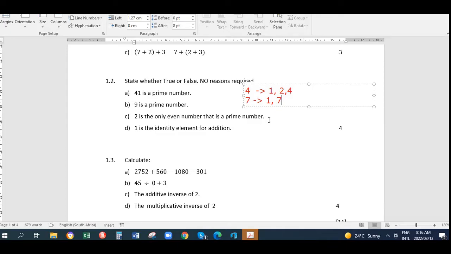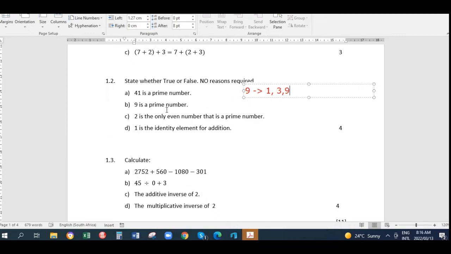9 is not a prime number because 9 has many factors. What are the factors of 9? 9 has the following factors. 1 can go into 9, 3 can go into 9, and 9 can go into 9. So these are the factors of 9. So 9 is not a prime number. So this is false.